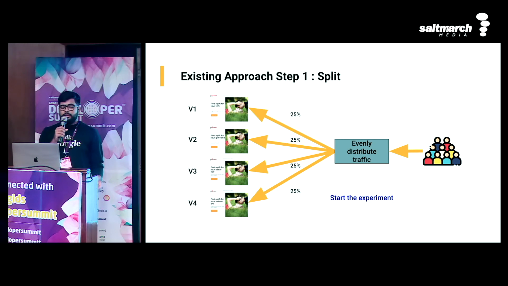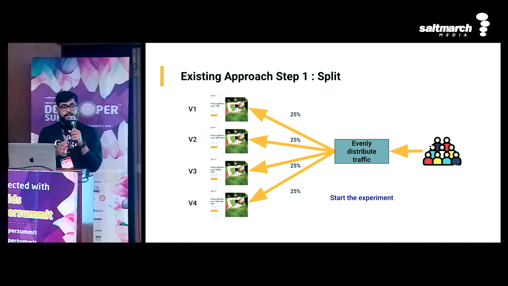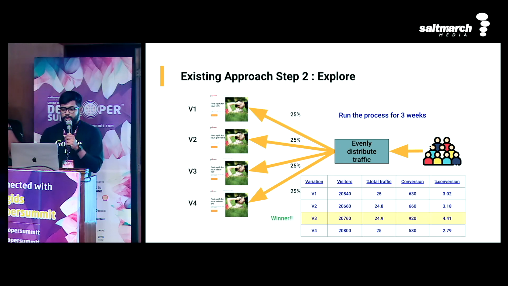So the store manager and the marketing research team want to try out 4 different variations for their homepage, like find a gift for your wife, find a gift for your girlfriend, find a gift for your better half, and he wants to find which variation is resonating well with their consumers. So he evenly distributes the incoming traffic into 4 equal hubs. Here we have 4 different variations. So he distributes the whole traffic into 4 equal hubs, and shows these variations to each part of them.